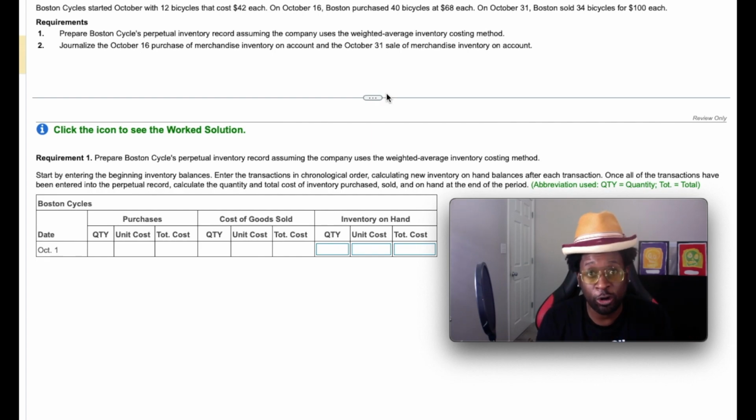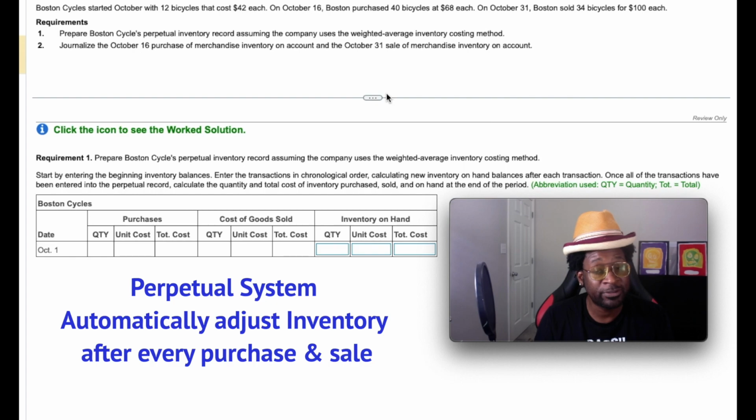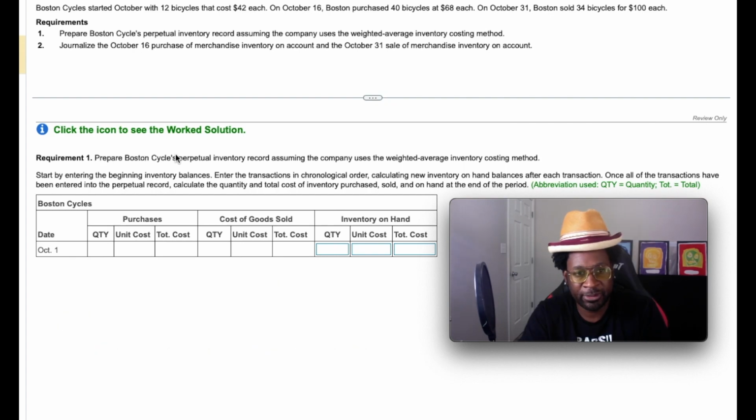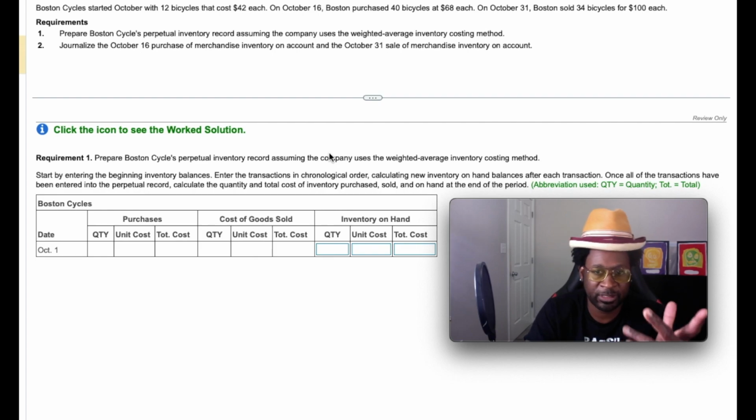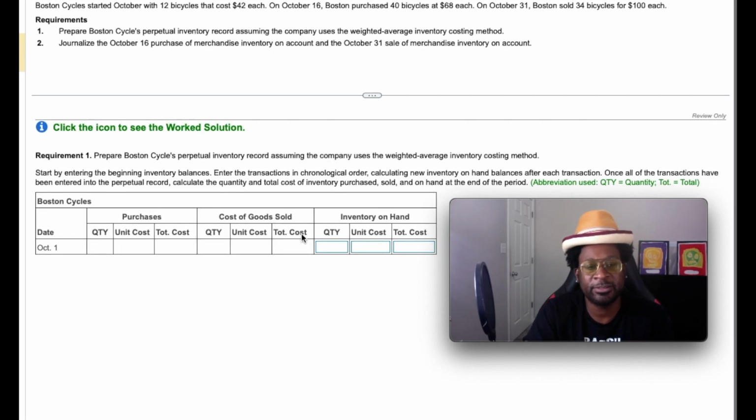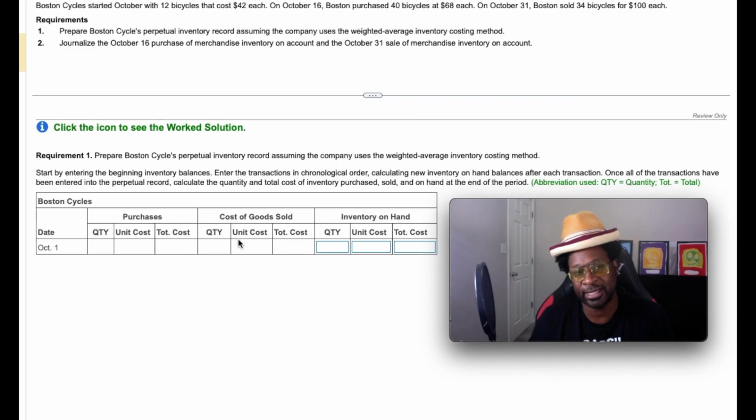And in terms of the recording aspect, we're utilizing a perpetual inventory system. And under the perpetual inventory system, we automatically adjust inventory after every purchase and every sale. So let's get to it. They want us to prepare Boston Cycle's perpetual inventory record, assuming the company uses average cost. So they're going to provide us with this table that they want us to fill out. And as we can see, the table is broken down into 3 major columns. We have the purchase column, the cost of goods sold column, and the inventory on hand, i.e. ending inventory. And so we're going to fill this out as the transactions occur, starting with October 1st.